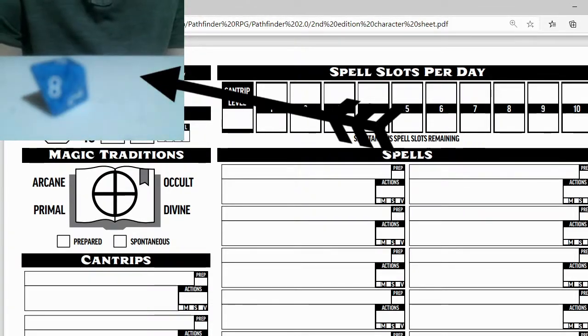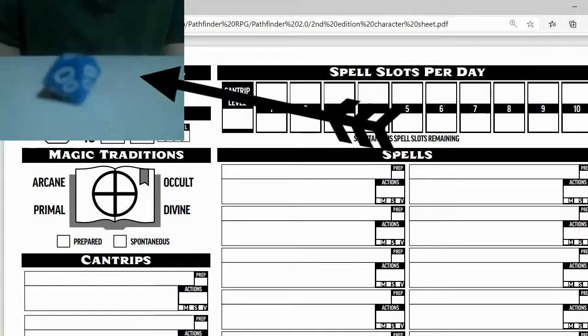And now we have the D8. The D8 is the one you will use the most, other than the D6 and the D20. It's an 8-sided dice.